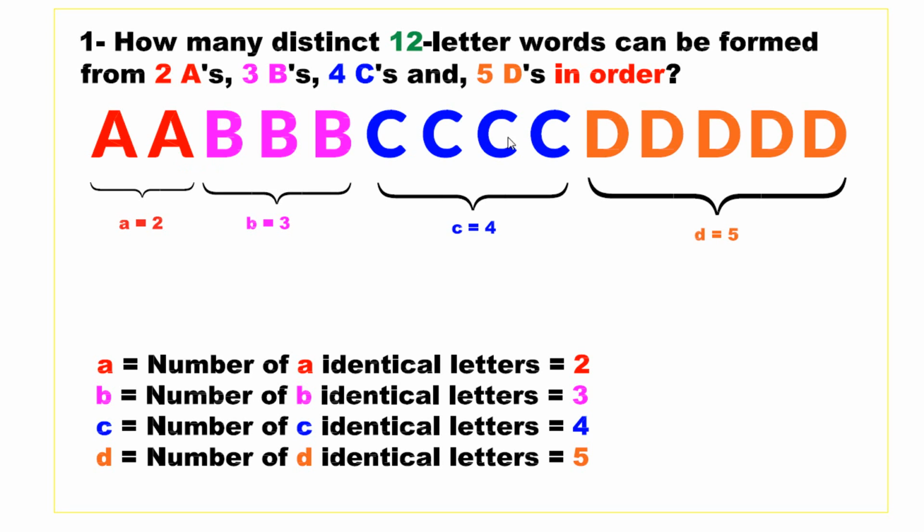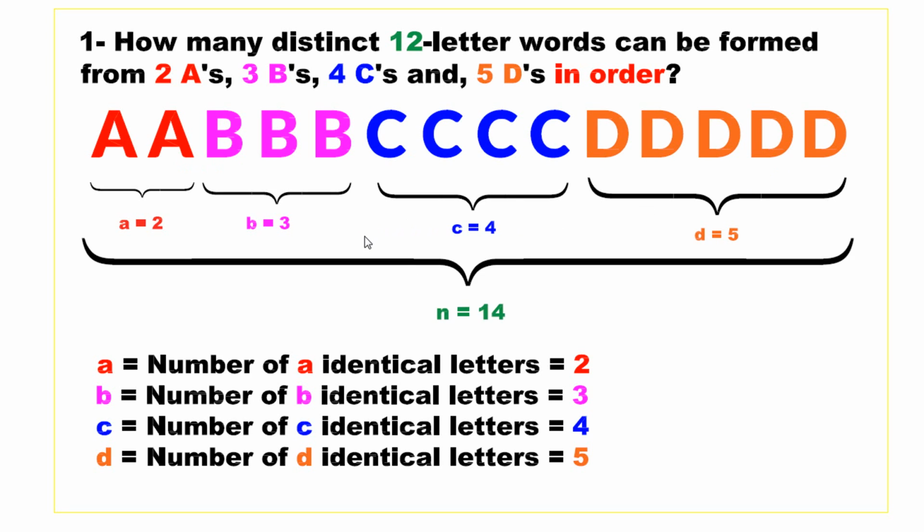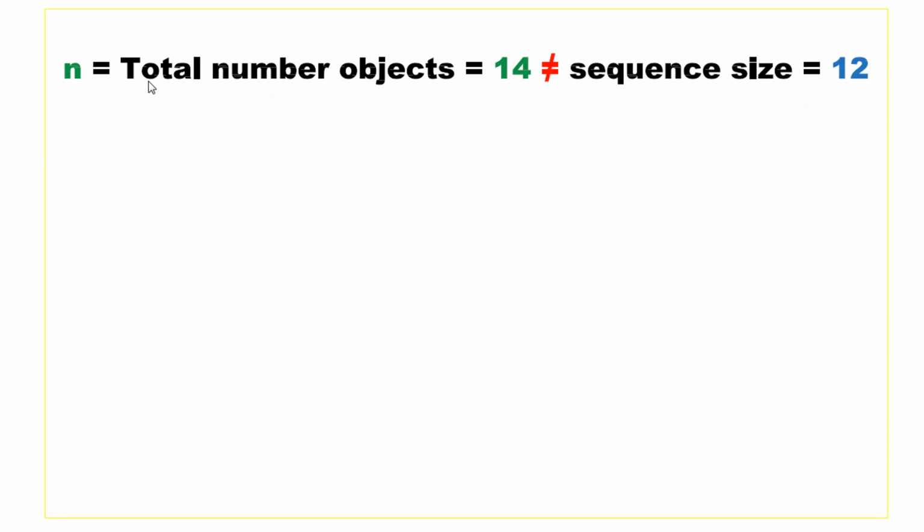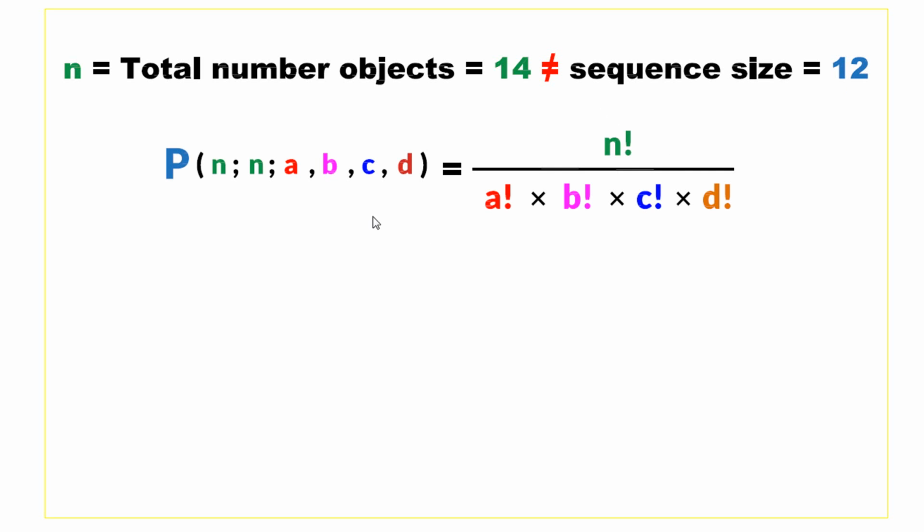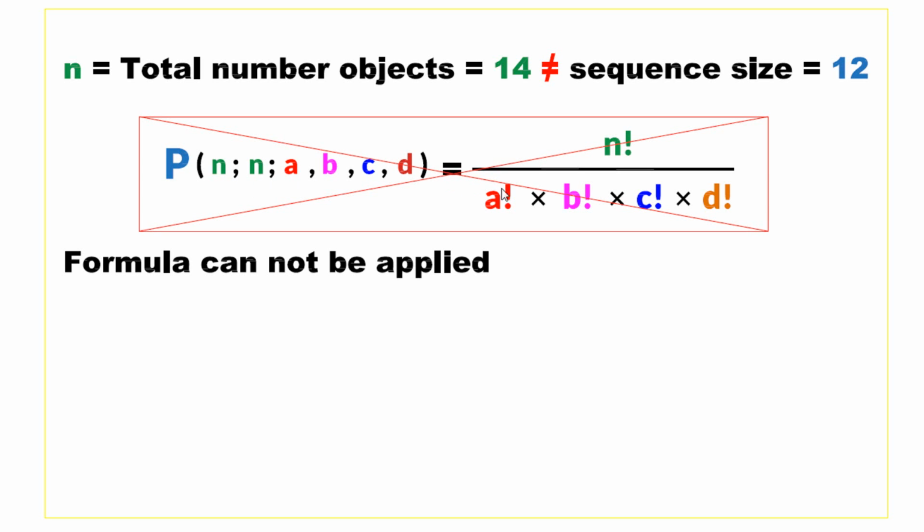We notice that the total number of objects in this word is 14, while the total number of objects in the word we are generating is 12. That means the total number of objects, which is 14, is not equal to the size of the word we are generating, which is 12. So in such a case we cannot apply this permutation formula, because this formula stipulates that we are permuting n objects taken n at a time. So we cannot apply this formula.